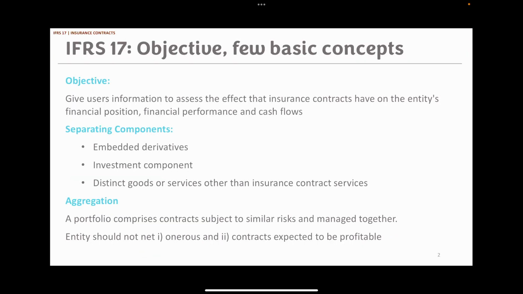The objective of IFRS 17 is straightforward. It is to help the users assess the effect of insurance contracts in profit and loss, in balance sheet, and in cash flow statements. If an insurance contract has other components, say for example an embedded derivative or some other components, IFRS 17 requires the users to separate each one of them and treat it appropriately.